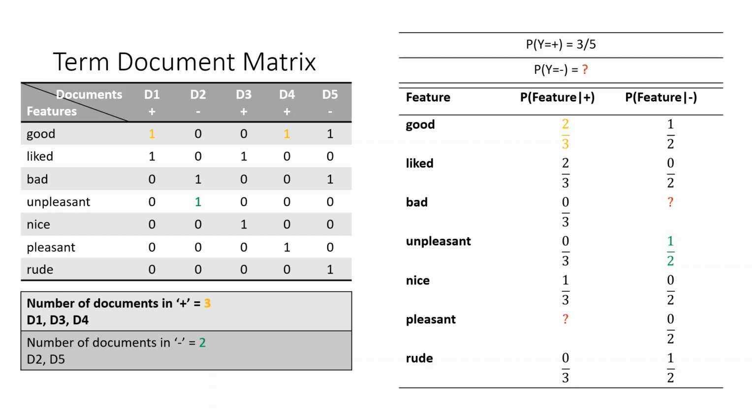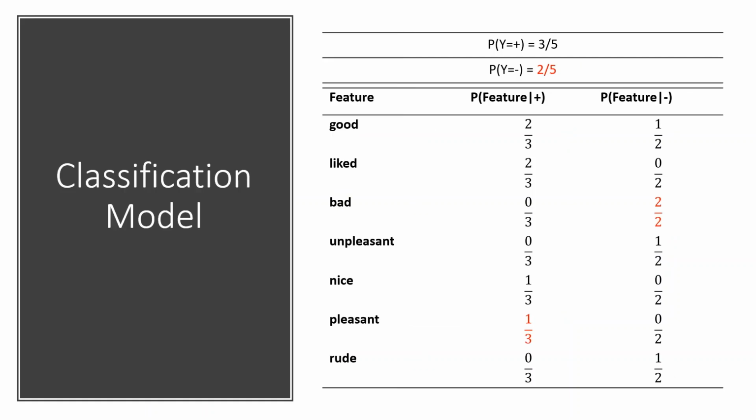Now try to find out what will be the value for pleasant and bad. For bad given negative, it will be 2 by 2, since bad occurs in both the documents which are negative. Pleasant occurs in one document out of the 3 positive documents, so the probability of pleasant given positive is 1 by 3.